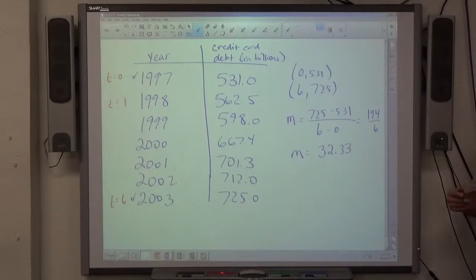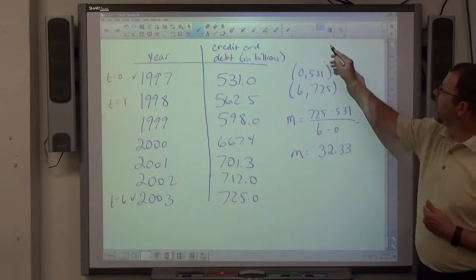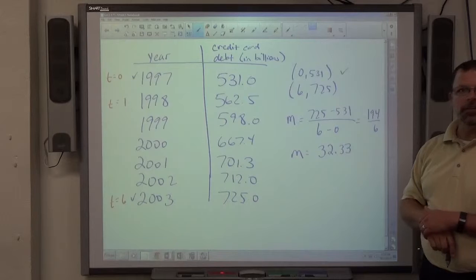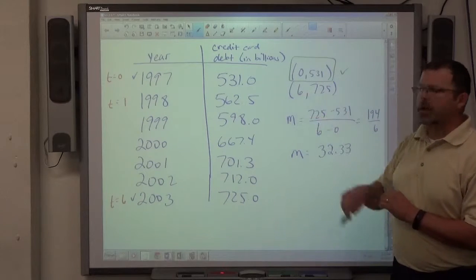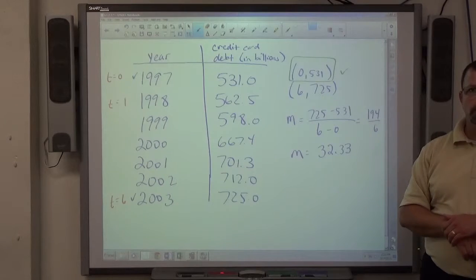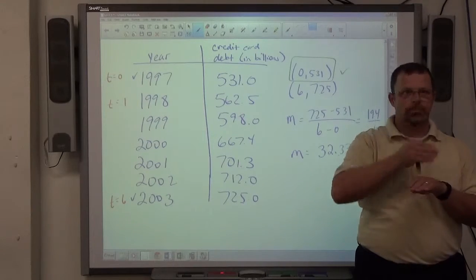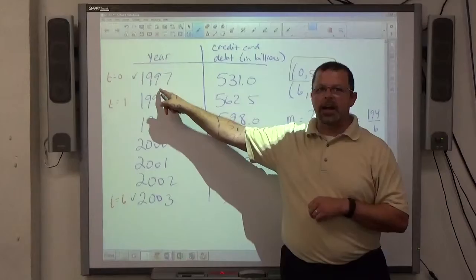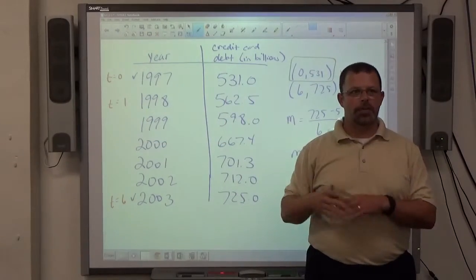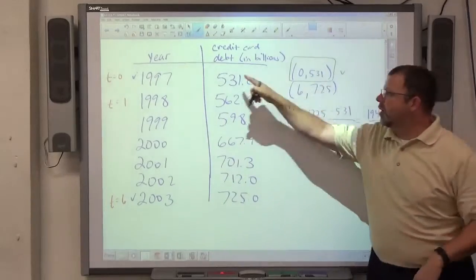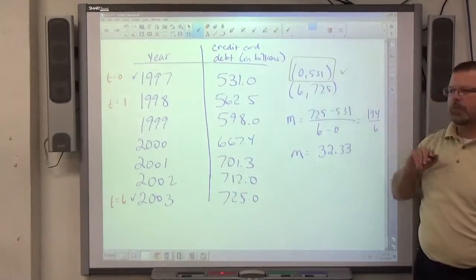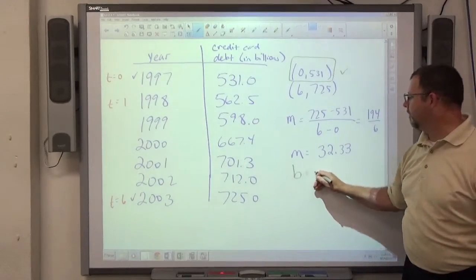All right. If I go to y equals mx plus b, if I use this point here, here's another advantage using t equals 0. 0, 531 is the y-intercept. If x is 0, y is 531, that's the y-intercept. If x is 1997 and y is 531, that's not the y-intercept, that's some number way out there. I still have to find a y-intercept. So that's another advantage using t equals 0 for the first number. That immediately makes the y-intercept. So b is equal to 531.